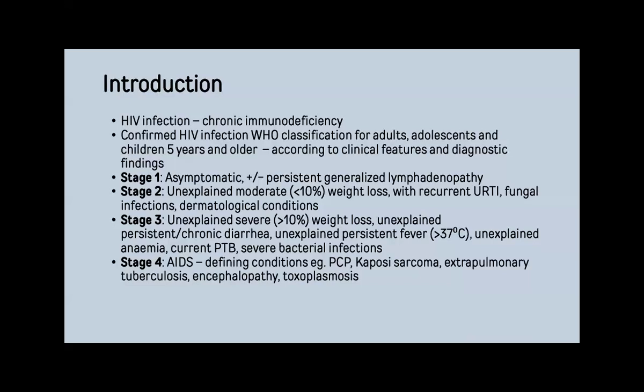In stage 4 of the disease, patients have HIV wasting syndrome. It is also characterized by conditions such as pneumocystis pneumonia, Kaposi sarcoma, extrapulmonary TB, cytomegalovirus, HIV encephalopathy, esophageal candidiasis, toxoplasmosis, chronic herpes simplex infection, and disseminated non-tuberculous mycobacterial infection.